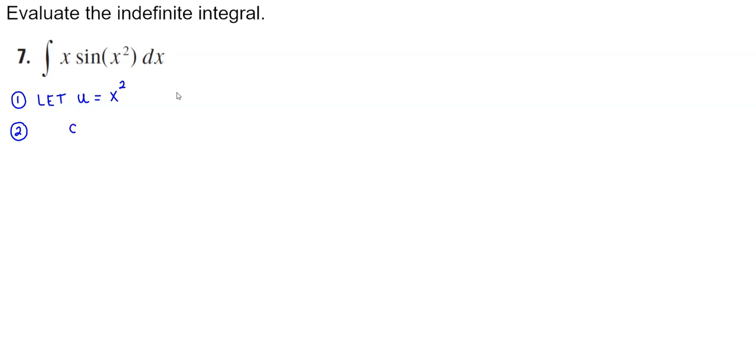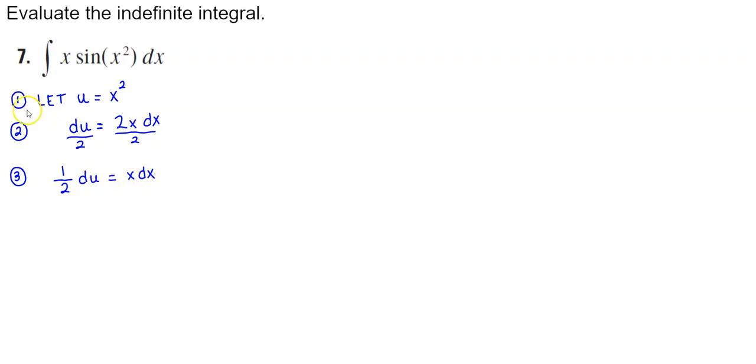Okay, now let's take the derivative of both sides. So the derivative of the left side is du, and the derivative of the right side is 2x dx. So if you take a look here, we have x and then we have dx, which is right here. So we want to divide both sides by 2. So if we divide both sides by 2, then we end up getting 1/2 du, which is equal to x dx.